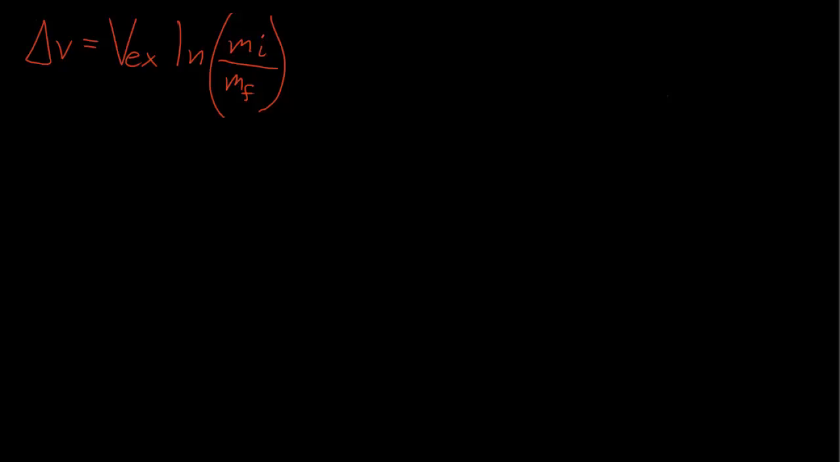So in the previous video, I derived the ideal rocket equation for you, and this is the answer that we got: the change in velocity is equal to the exhaust velocity of the propellant times the natural log of the initial mass of the rocket divided by the final mass of the rocket. Now, looking at this equation, we kind of run into some problems.